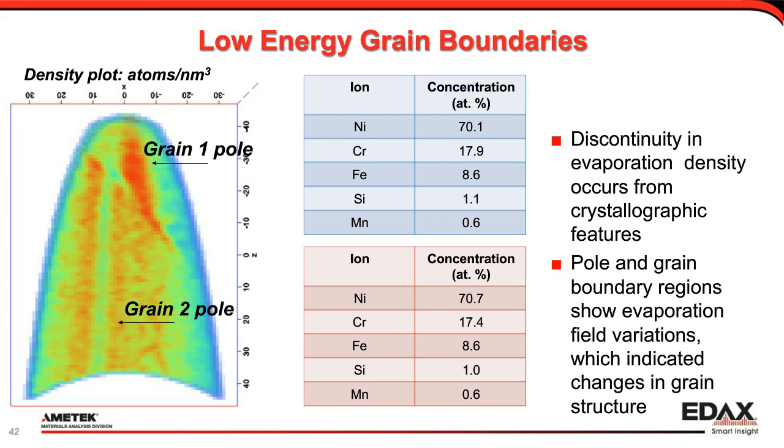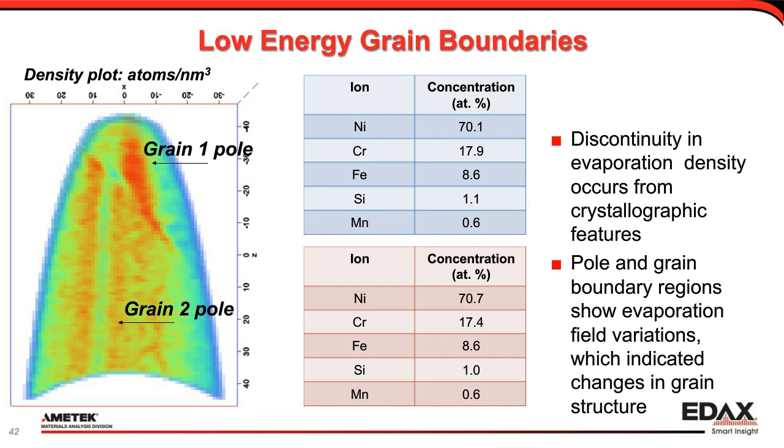So in the first grain, we can see an area of high evaporation density where more ions might be evaporating at the pole. We can then see a discontinuity, which indicates our grain boundary, followed by an area where there's lower evaporation density at the pole. So evaporation field variations can occur in these pole regions, which can indicate changes in grain structure.